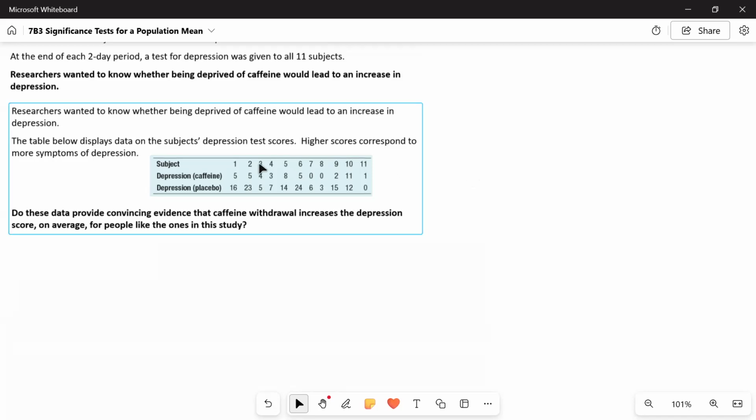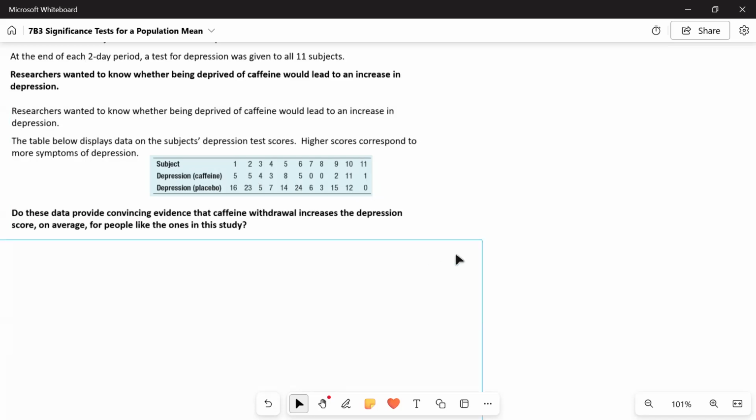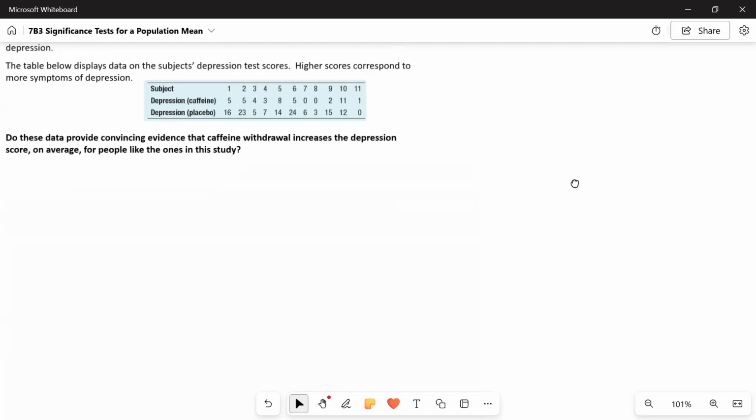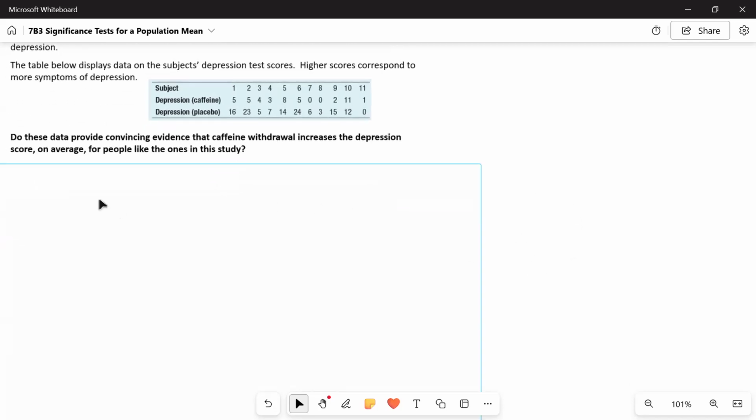So the first line is the subjects. We just labeled them 1 through 11. The second line is their depression score with caffeine, and then the third line is without. So we want to know, do these data provide convincing evidence that caffeine withdrawal increases the depression score on average? As always, we're going to have to do the 4-step process.